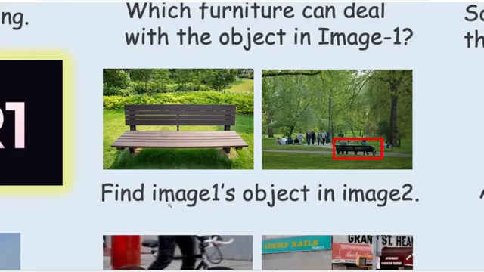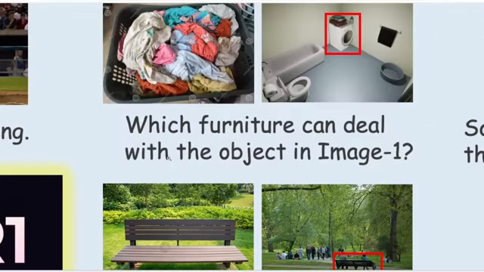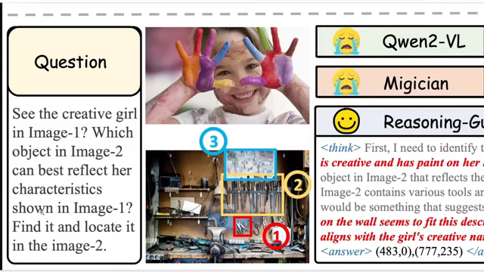Here's yet another example. It's also good with reasoning. So if you ask it which furniture can deal with the object in image 1, well, the only thing here that can deal with laundry is, of course, this. So that is indeed what it has identified. Or here's another tricky one. See the creative girl in image 1. Which object in image 2, either 1, 2, or 3, can best reflect her characteristics? Find it and locate it in image 2.